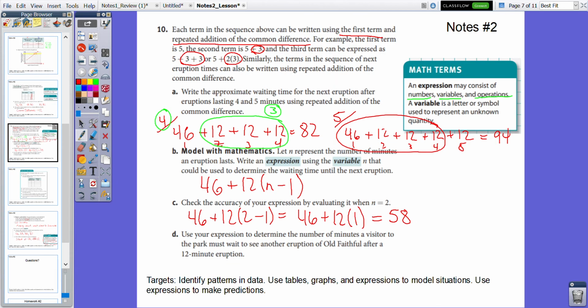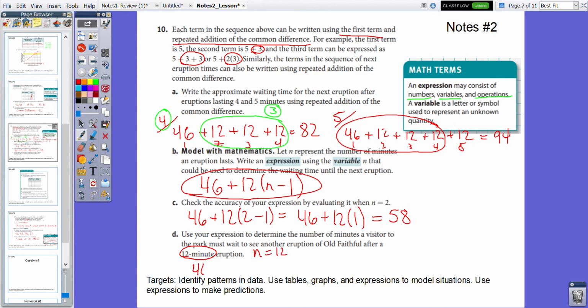Now, once again, we could keep adding 12 over and over again, but eventually we run out of patience, we run out of time, and we don't want to keep adding 12 multiple times, especially if we have an eruption that lasts, let's say, 20 minutes. We could do it, but it's not time effective. Using this expression here, we can save ourselves some time, and we can predict how long we'd have to wait if there was a 12-minute eruption. If we're looking at 12 minutes, that means our variable n has to equal 12.